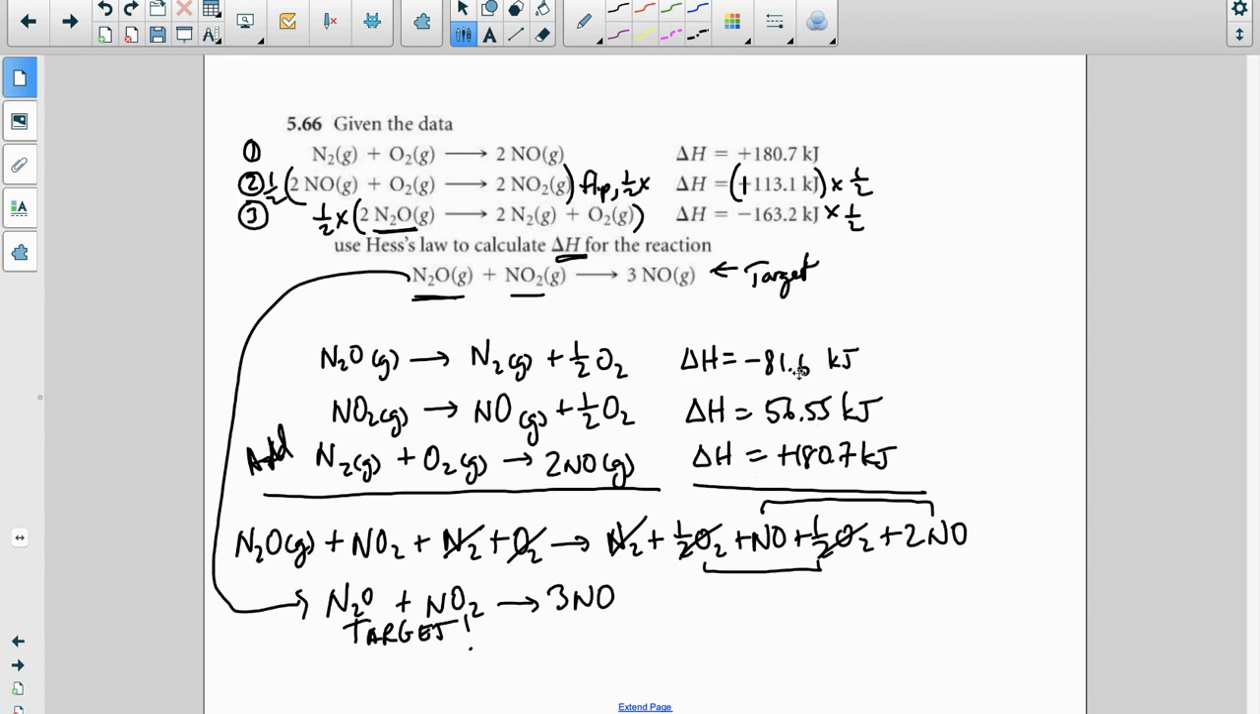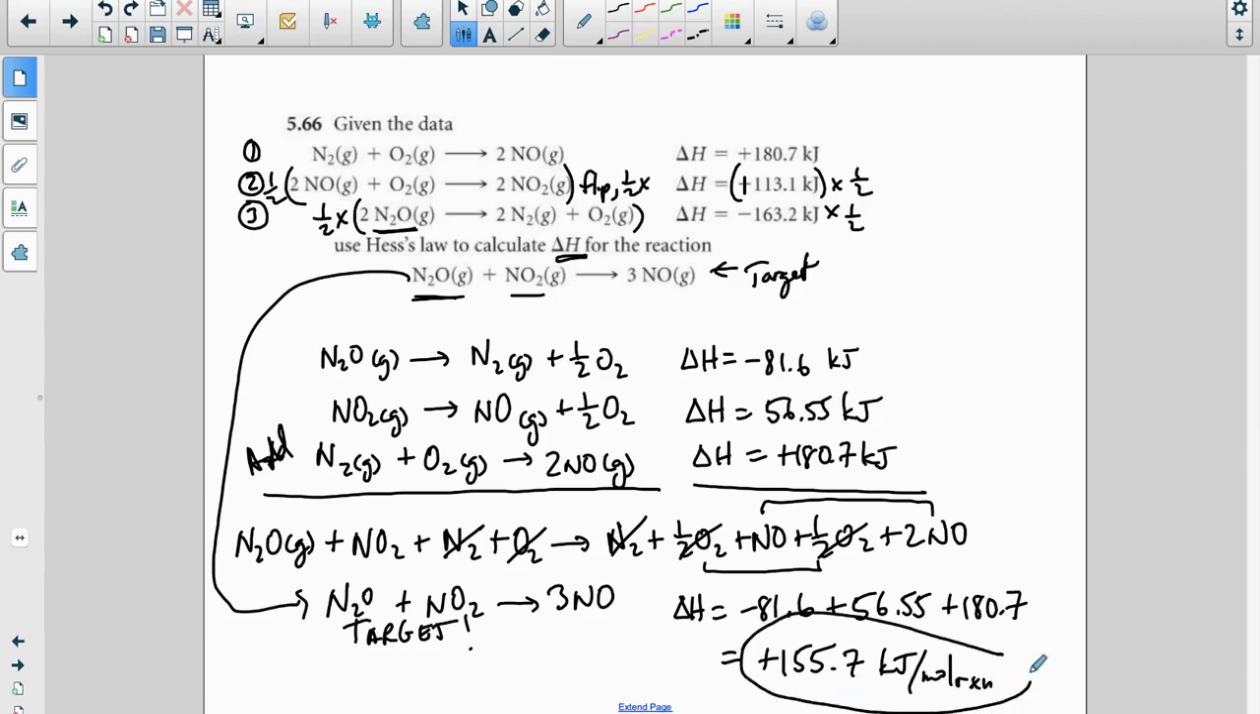So now all we need to do is add the delta H's here to get our delta H for our target equation. So adding these together, we end up with plus 155.7 kilojoules per mole reaction. Nice. Endothermic.